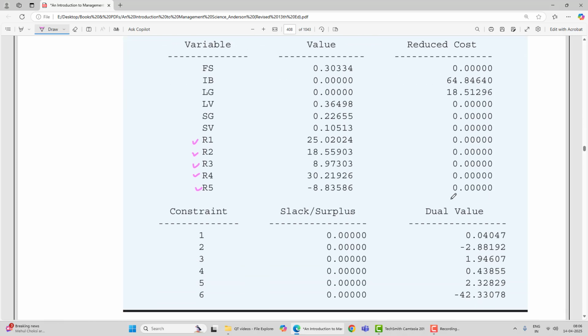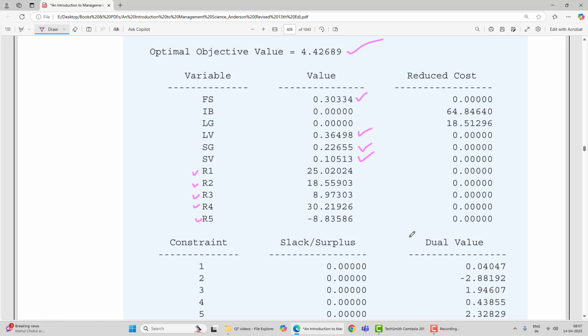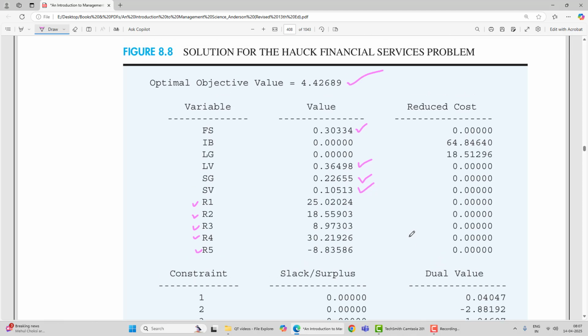So this is how our formulation of the fund will be: 30% in FS, 36% in LV, 22.6% in SG, and 10.5% in SV, and nothing in IB and LG. So when you use these proportions, these are the returns you will get in these scenarios. So this is how the index funds are constructed and used.